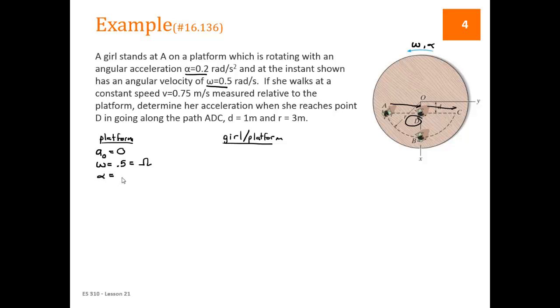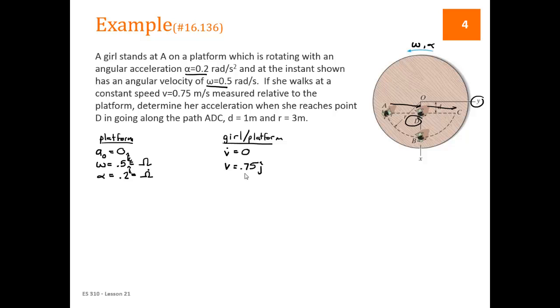Alpha of the platform is 0.2, which is the angular acceleration of the moving coordinate system, which is omega dot. Now the girl relative to the platform is moving at a constant speed, so v dot is equal to 0, and a speed of 0.75, and the direction of that speed is in the positive y direction, so that's j hat. Both of these are in the k hat directions, out of the plane.